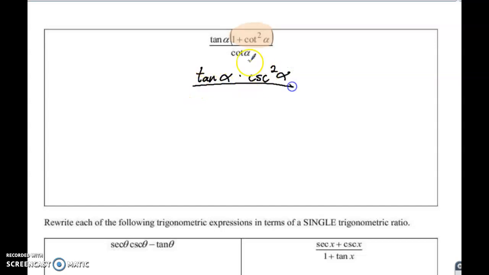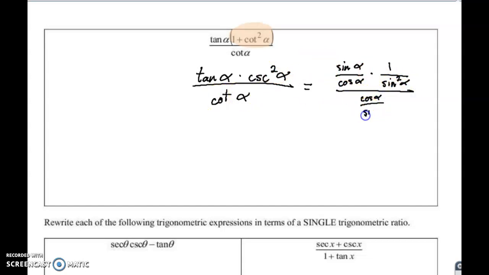And remember the angle, it's just an angle. It's just a variable. You can change it. That's my alpha. Now I would go ahead and rewrite tangent as sine over cosine, rewrite cosecant as 1 over sine. But it's cosecant squared, so 1 over sine squared. And then cotangent as cosine over sine.